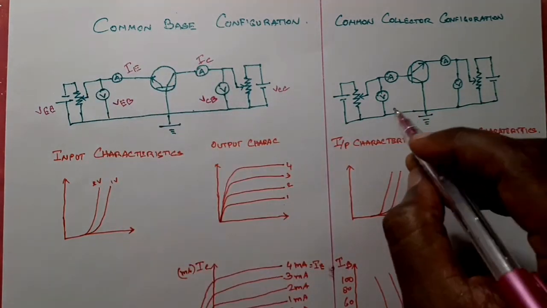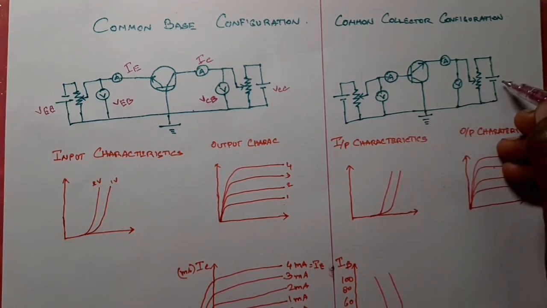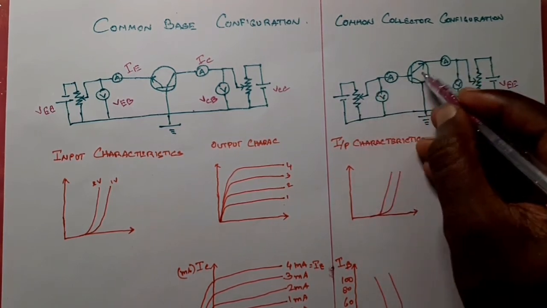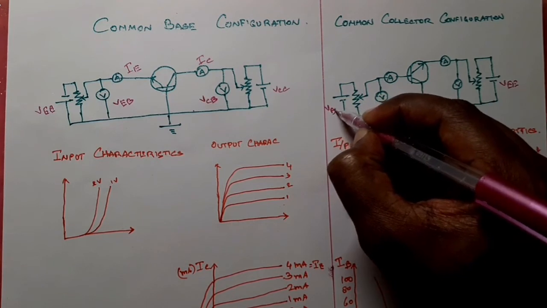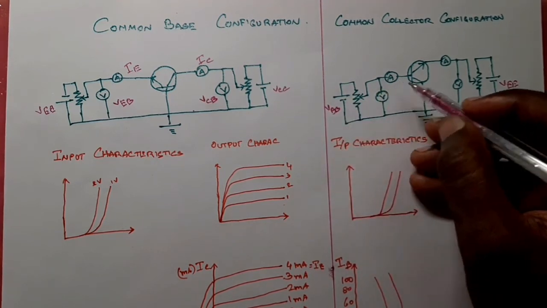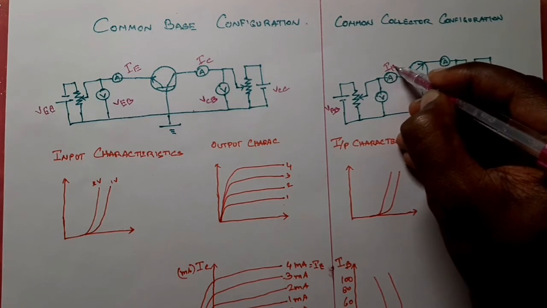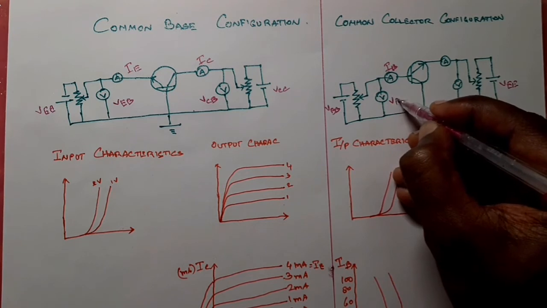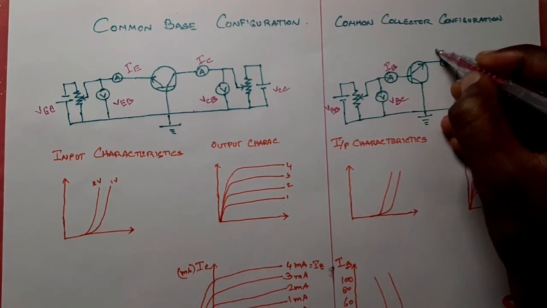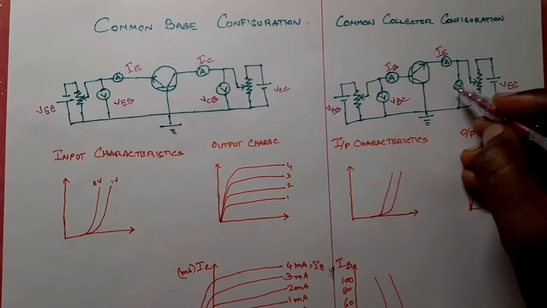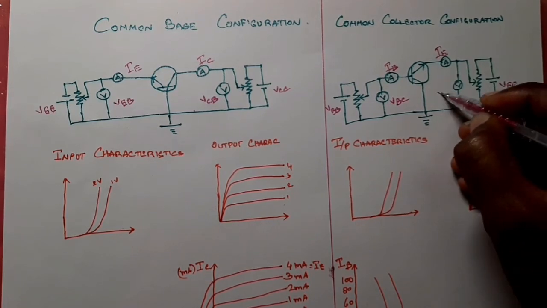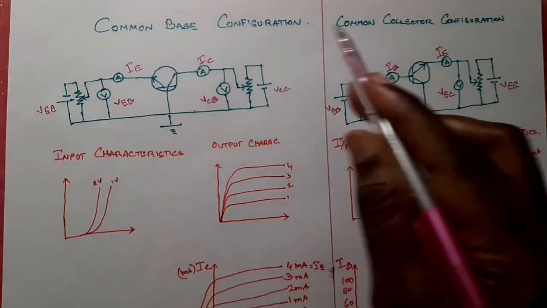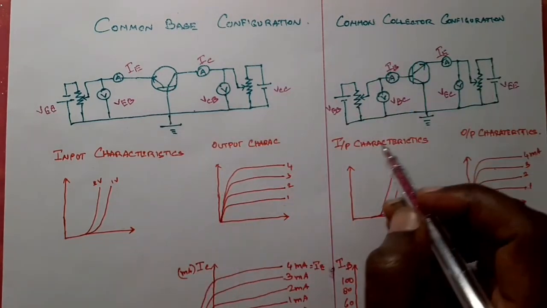In the same way in common collector also. Now you tell me what this voltage source is. The voltage source is connected to the emitter, so VEE. Here it is connected to the base, so VBB. In the same way, the ammeter connected to the base is IB. Here it is connected between the base and the collector, VBC. The ammeter is IE. The voltmeter between the emitter and the collector is VEC. This is how you first finish this circuit properly.